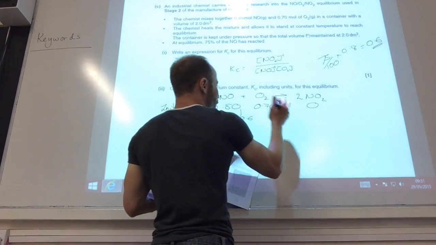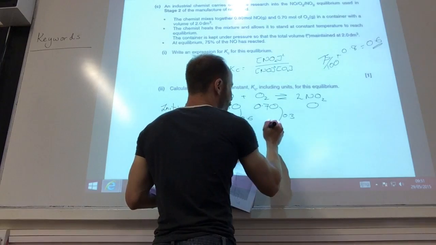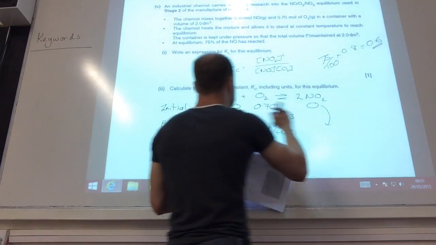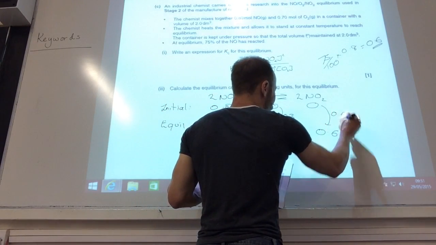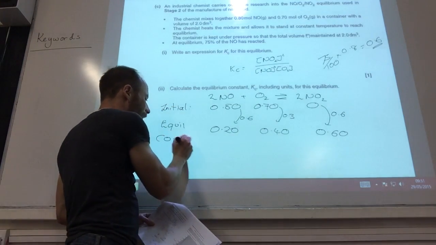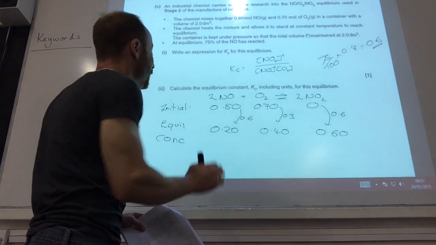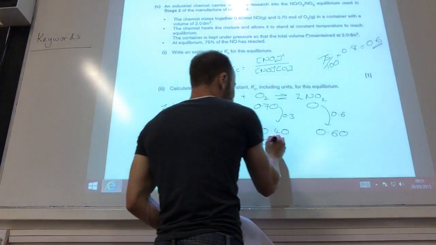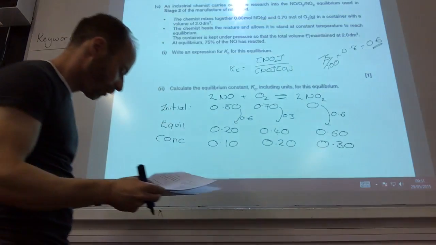For every 2 of those, only 1 of those reacts, so that's 0.3 moles, so I must be left with 0.40 moles. And over this side, for every 2 of those, I make 2 of those, so I must have made 0.600 moles of that. Now let's work out my concentration. The concentration is in a container of 2 decimeters cubed. So you need to divide each of these by 2, which gives you 0.10, 0.20, and 0.30. So those are your concentrations.